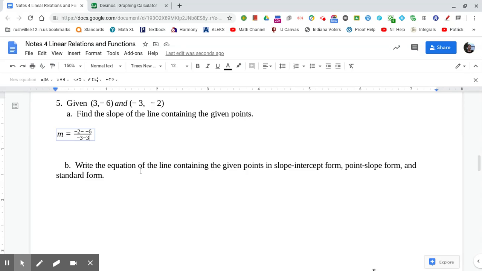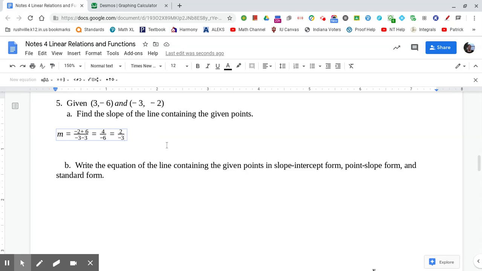Now, please don't ever leave it like that. Minus a negative, that's a double negative, so that means you really have a positive value there. So really what we're going to do is add, so -2 plus 6, and then -3 minus 3, and then we're going to evaluate the numerator and the denominator. The numerator will give us 4, and -3 minus 3 is going to give us -6. Always, always, always simplify your slope if you can. So that's going to give us a slope of 2 over -3.